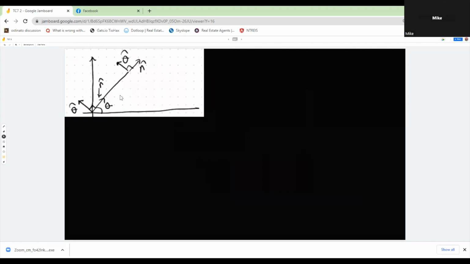Ita-charge po yung tablet. Okay. Pero ginagawa mo na on paper. Hindi po.